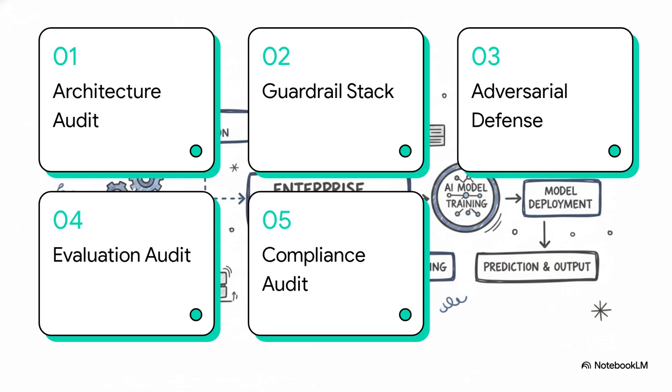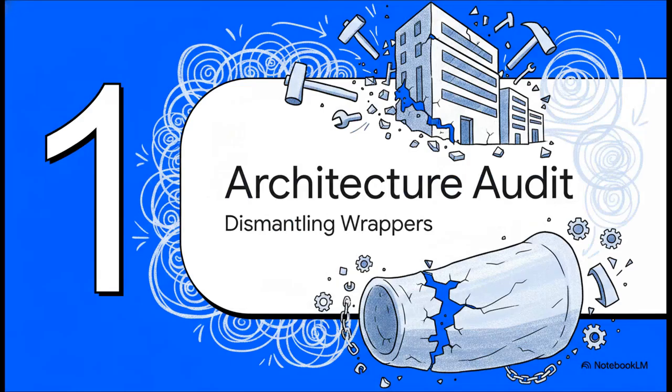Think of this agenda as our professional audit clipboard. We are going to systematically walk through 5 key areas: the architecture audit, the guardrail stack audit, the adversarial defense audit, the evaluation audit, and finally, the compliance audit. Let's get to it. Starting with Section 1, the architecture audit, where we'll be dismantling the passive wrapper.